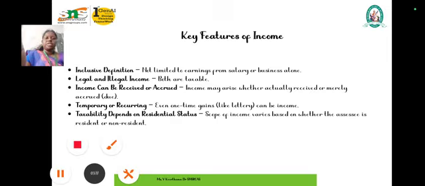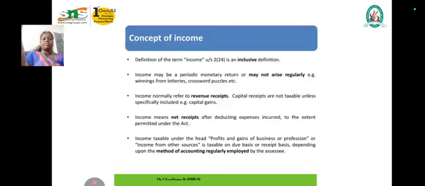So we can see the features of income. First one is inclusive definition, that is, not limited to earnings from salary or business alone. Next is legal and illegal income. Both are taxable. Income can be received or accrued, that is, income may arise whether actually received or merely accrued, which is like due. Next is temporary or recurring. Even a one-time gain like lottery or card games can be income. Next is taxability depends on residential status. So the scope of income varies based on whether the assessee is resident or non-resident.